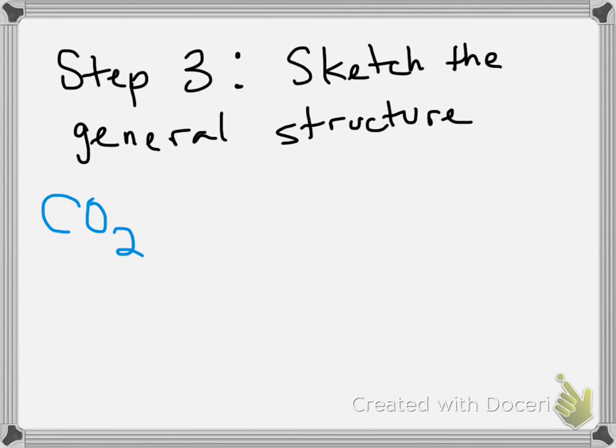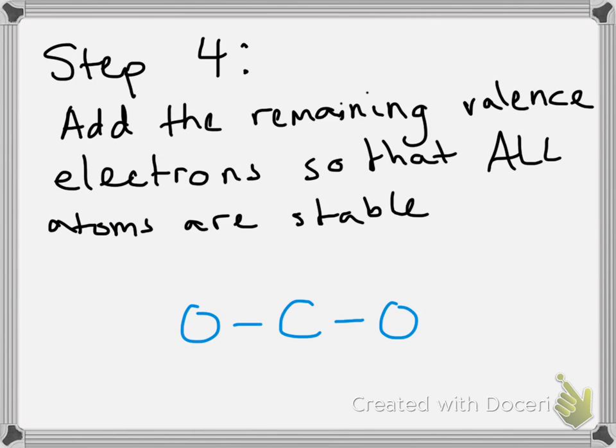So in step 3, we need to sketch the general structure of this molecule. So carbon is the central atom, which means each oxygen is going to be bonded to it. Now we need to add the remaining valence electrons so that all of the atoms are stable. And in this case, all of our atoms need 8 electrons to be stable. They need to be surrounded by 8 electrons.